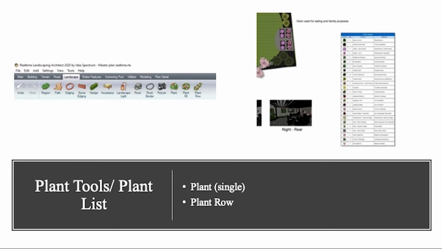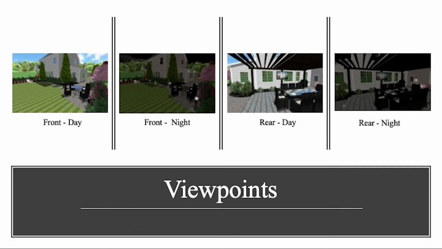Now it's the plant list. The plant list tool provides a full list with all plants placed in the landscape, with all counts and names. Views. In order to receive the day and nighttime views in real time, you go through the walkthrough tab in order to take the screenshots that are able to be sectioned off onto their own.